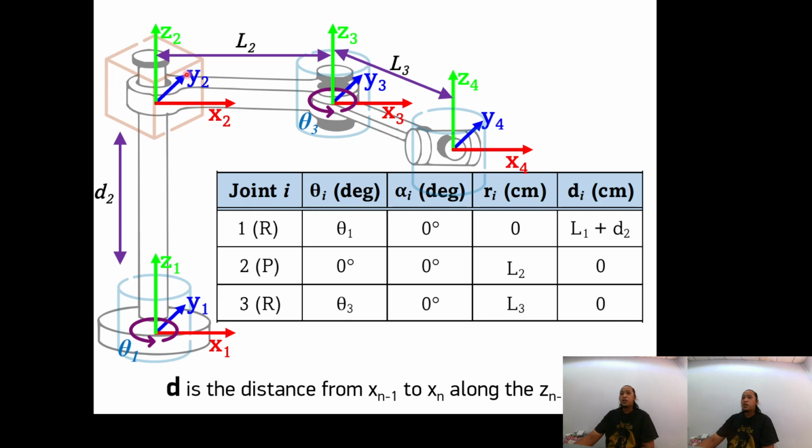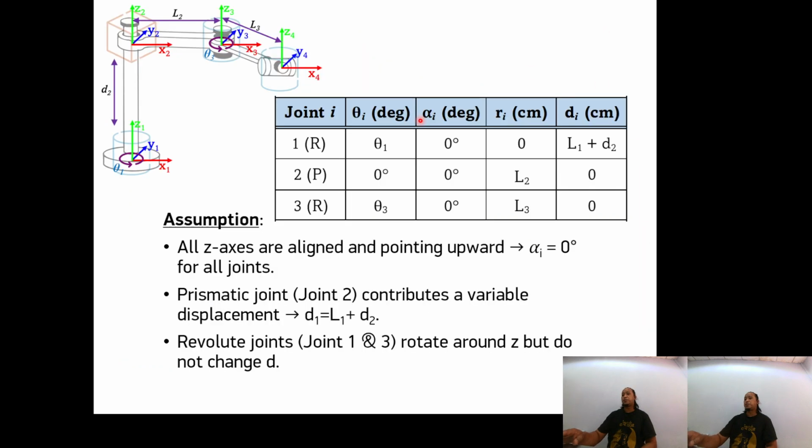And from x2 to x3 along the z direction, it's on the same level. Even though this one is going down, this is on the same level, so it will be 0 centimeters. In this case, also the same. So this is our DH parameter table.